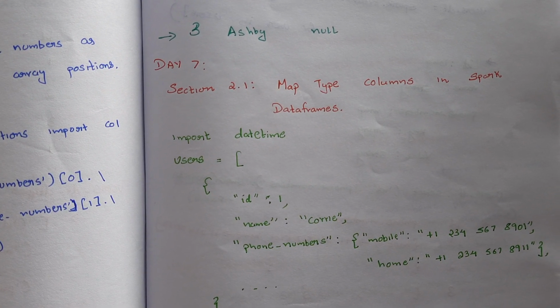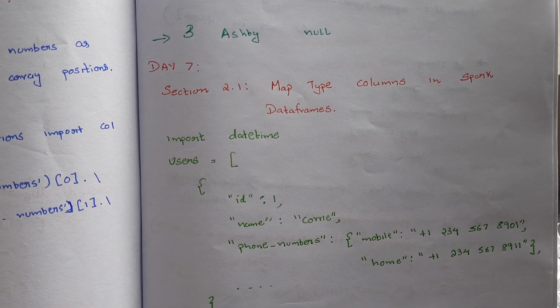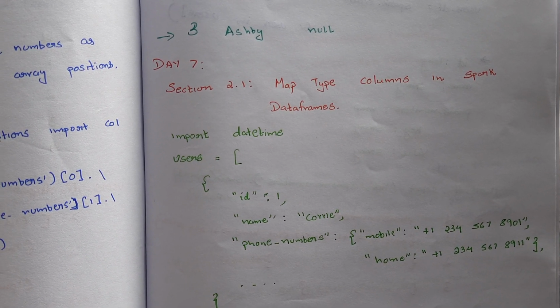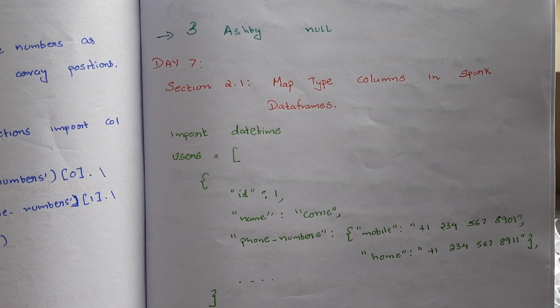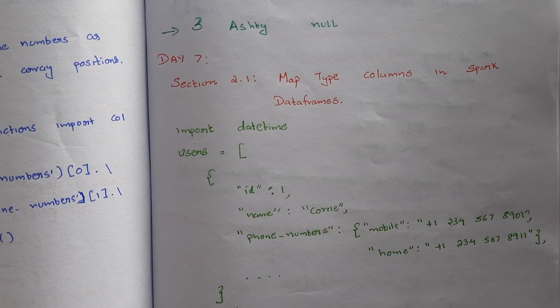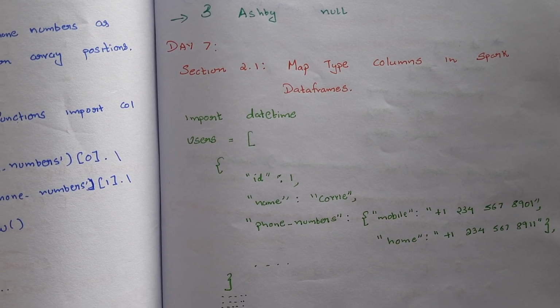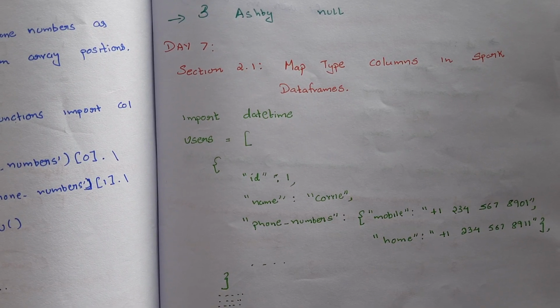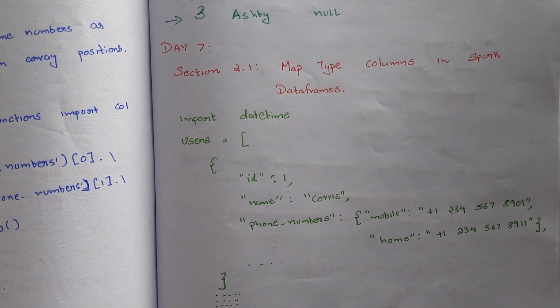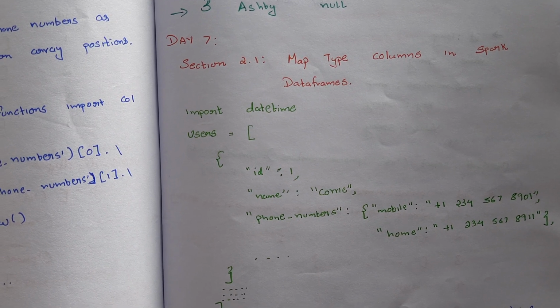Today we are in day 7 session 2.1, map type columns in Spark data frame. We are seeing about the advanced data types in Spark. In the previous session we have seen about the array data type. If you have not seen that video, please see the day 6 video. So now today we are going to see about the map type columns in Spark data frame.